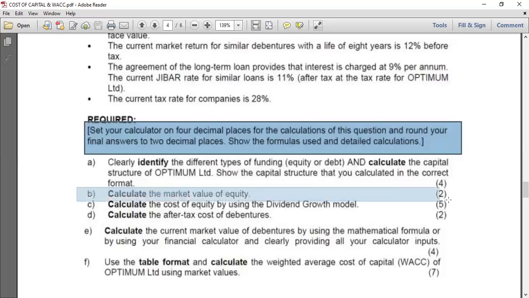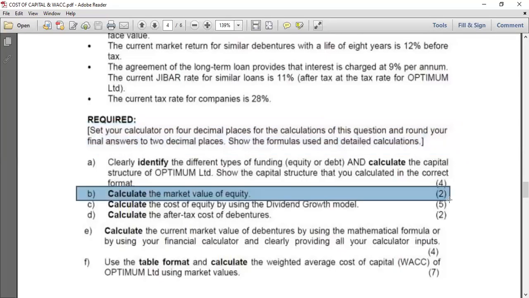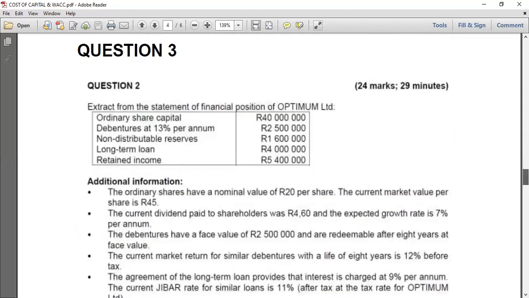The second question is to calculate the market value of equity. Market value of equity is the number of shares times the share price. Our ordinary share capital, we're told that it's 40 million. And the ordinary shares have a nominal value of 20 per share. Okay, anyway, we say what?